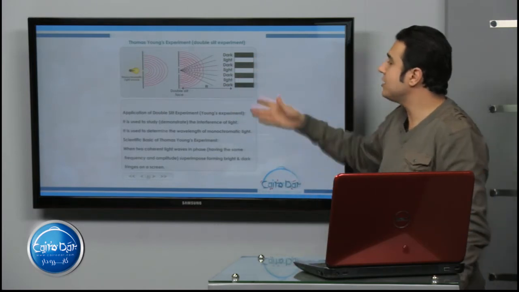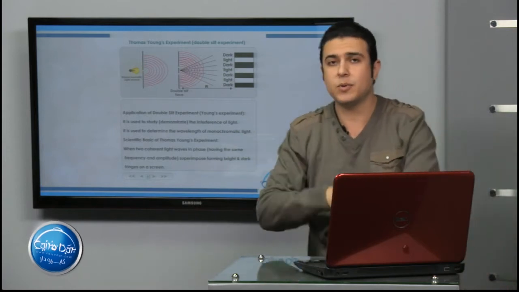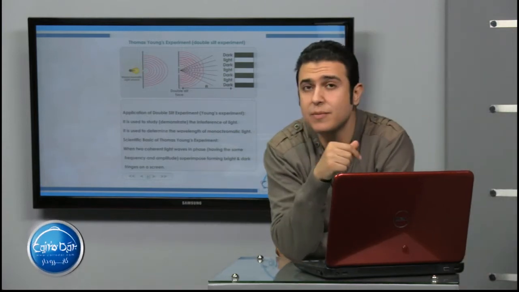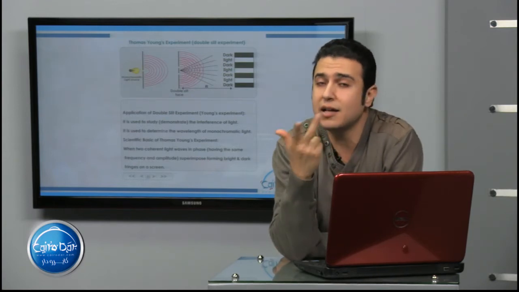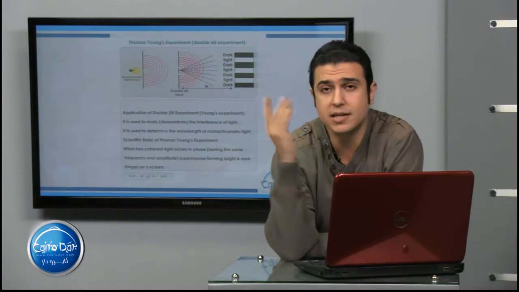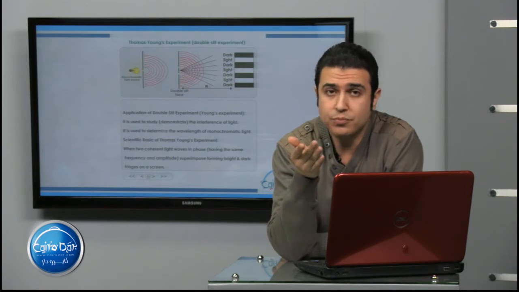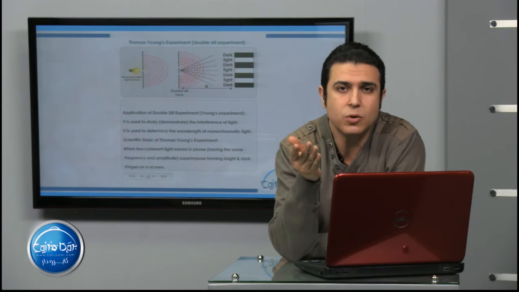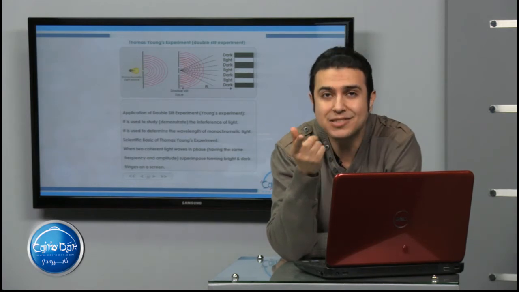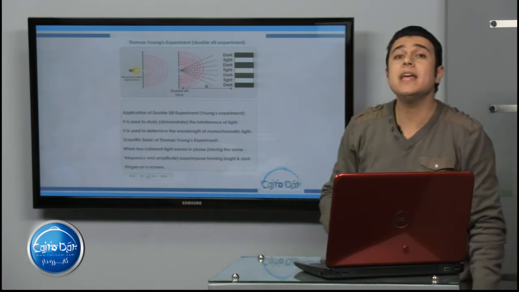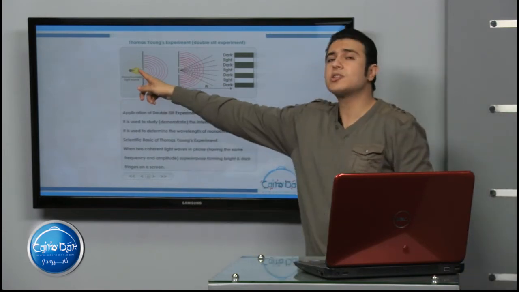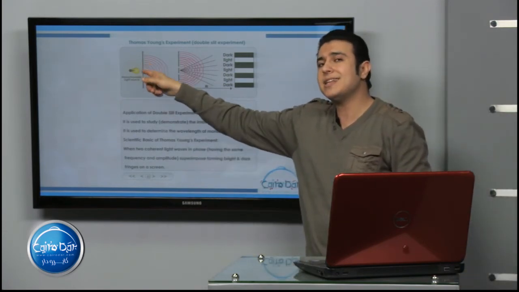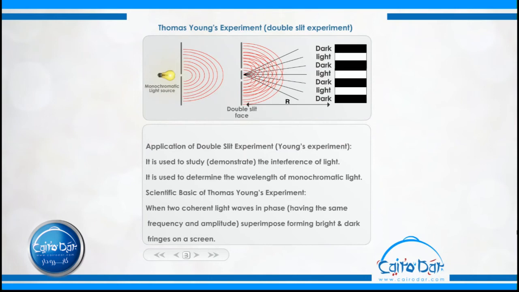What are the applications of the double slit experiment? Two applications. The first application is to study the interference of light, as you see. Also, the second application of the Thomas-Young experiment is to calculate the wavelength of the monochromatic source of light. Here, for the monochromatic source of light, we can calculate its wavelength by this experiment.